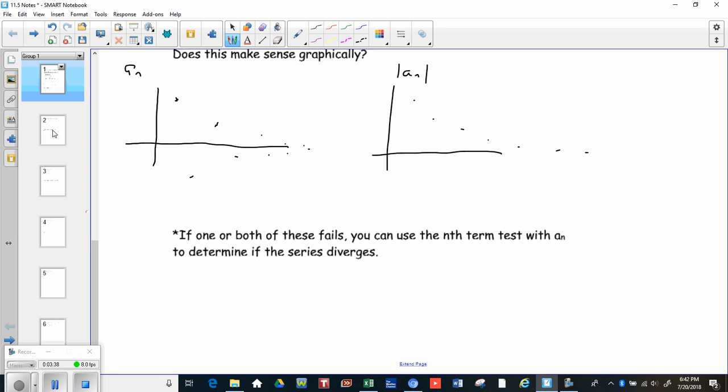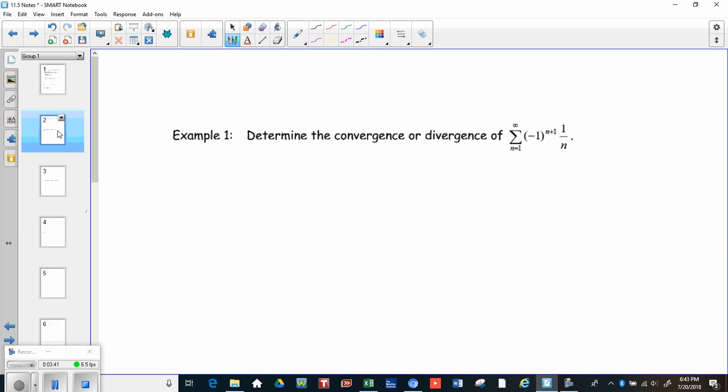All right, let's go ahead and get to it. We should be able to get through all of this stuff, I think, in one video. Let's see. Determine the convergence or divergence of the sum negative 1 to the n plus 1, 1 over n. This is obviously going to be an alternating series because of the negative 1 to the n plus 1.